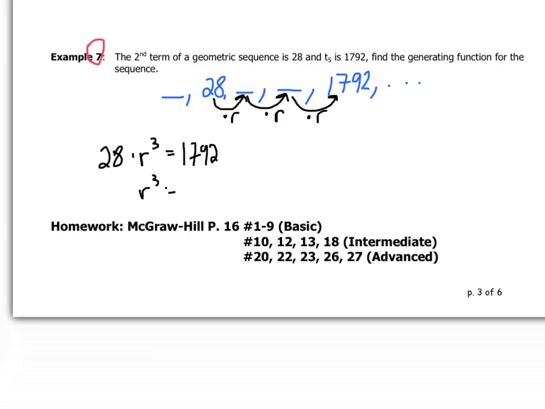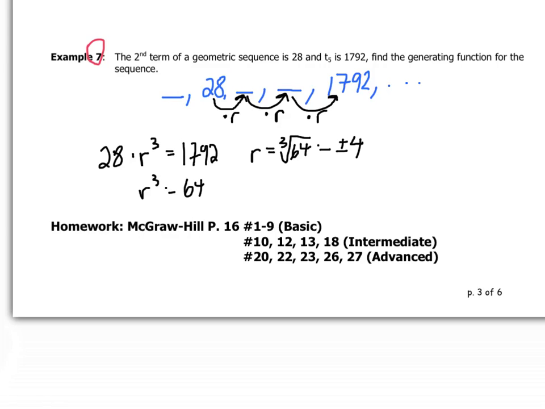Isolating r cubed, we get 1792 divided by 28. Type that into my calculator, and I get 64. So r is equal to the cube root of 64, which is actually plus or minus 4. Now, which is it? What do you think?